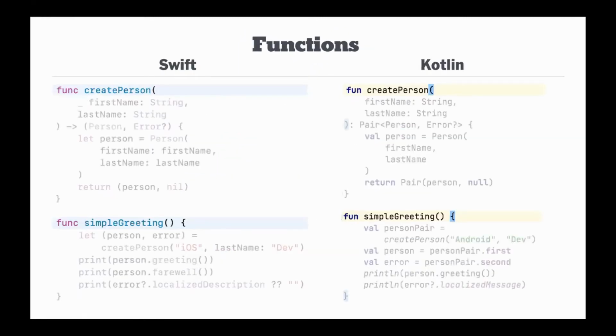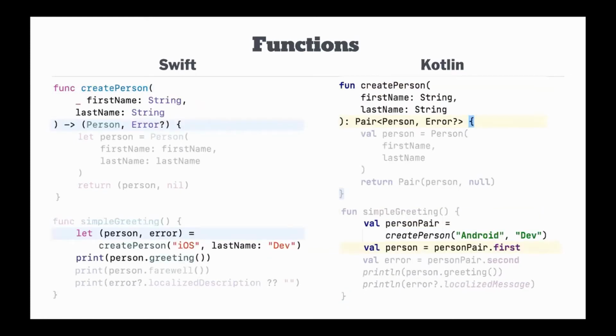Now let's take a look at functions themselves. Swift declares functions with the func keyword, which is equivalent to the fun keyword in Kotlin. Now let's take a look at returns from functions. So in Swift, you can have an unlimited number of return values. It is suggested for a large number of values that you return a struct or a class instead.